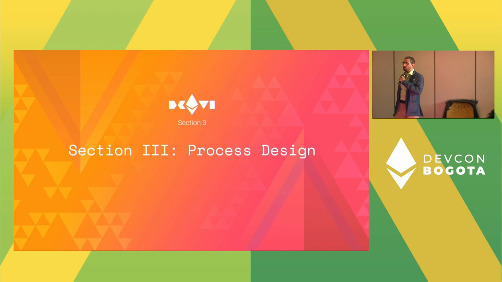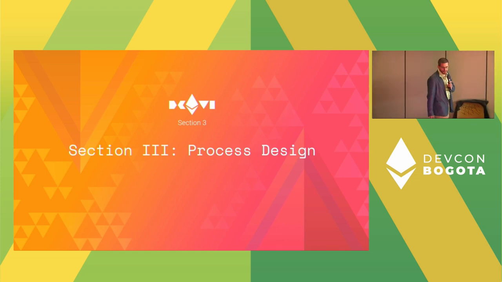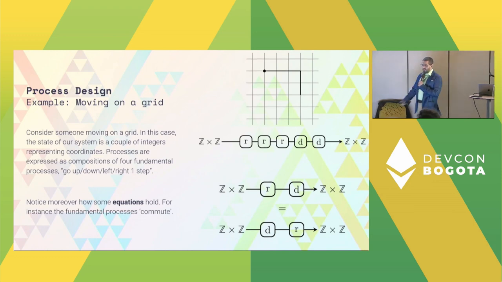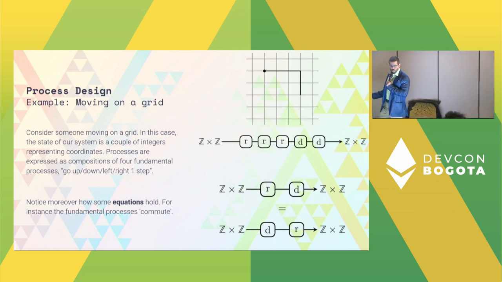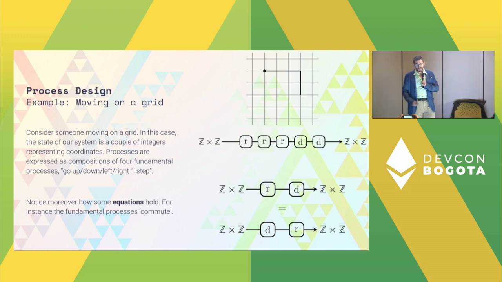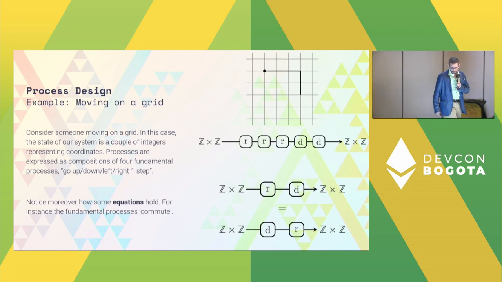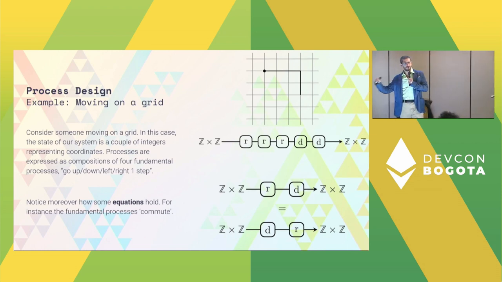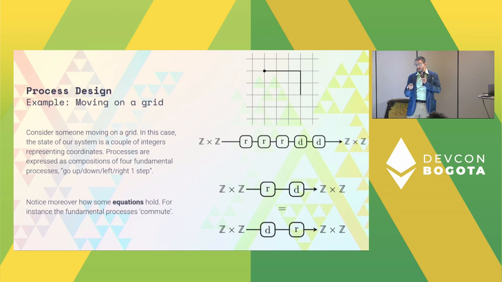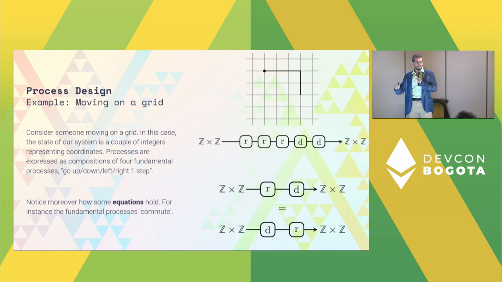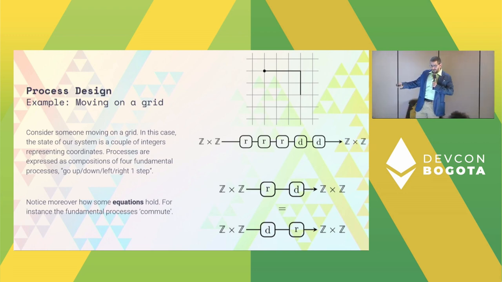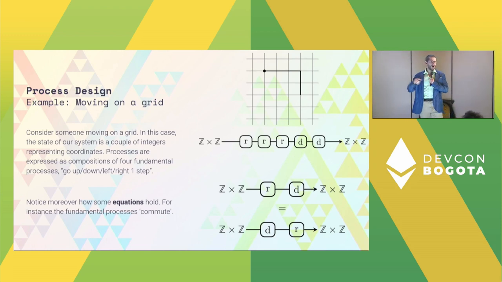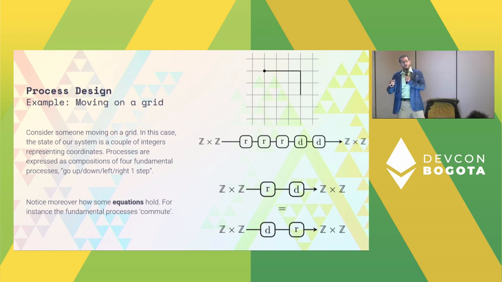Okay, let's try to use what we got up to now to do some process design, that is actually the interesting part of it. This is a very simple example. Imagine that you have a grid and you want to define the process of moving on this grid. So imagine that you can only move by a fixed amount. It's not like I can move 0.1 steps, but only one step at a time. In this case, you'll see that wherever you are, there will be four fundamental processes, up, down, left, right, that allow you to move one step.